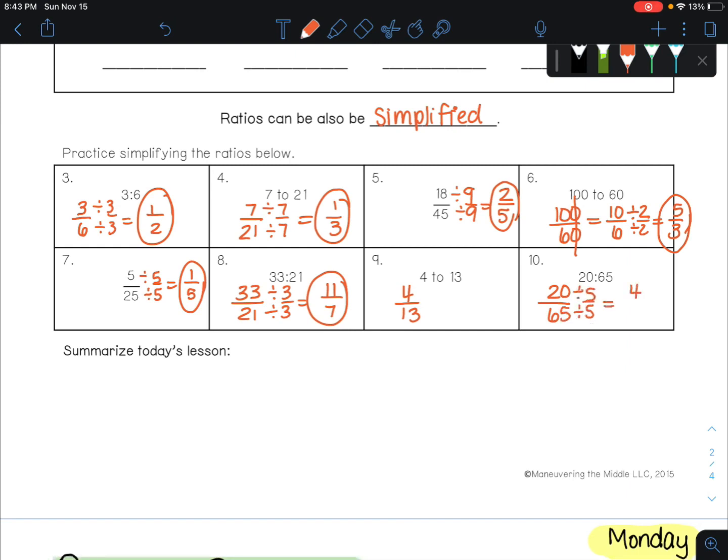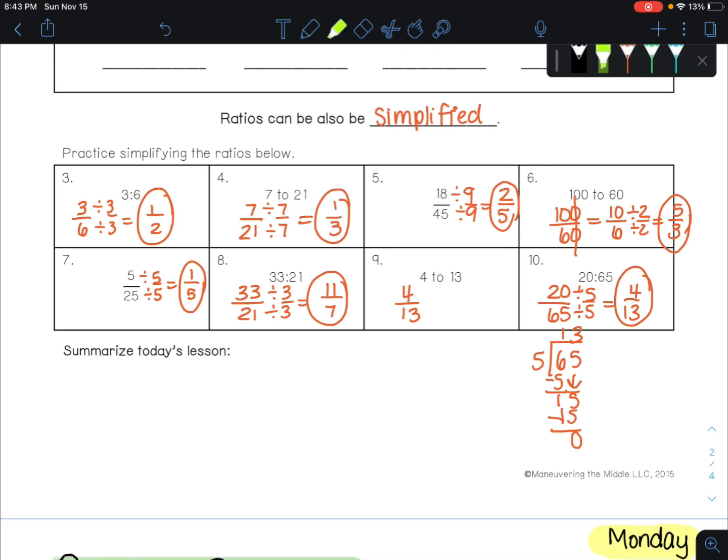So we get 4. And then if you're not sure, you can check like this. Goes in 5 times, subtract. We get 1, bring down the 5, we get 15. 3 times, so it's going to be 13. So 4 to 13.